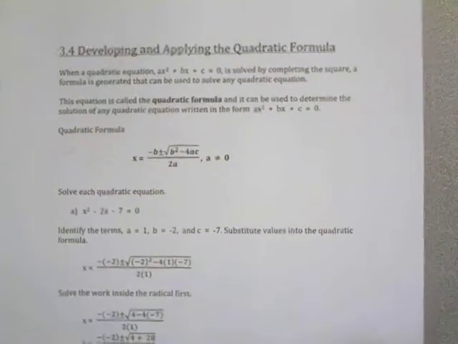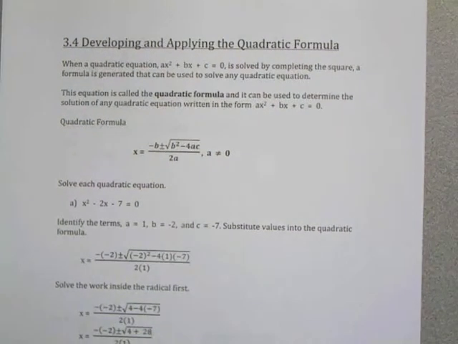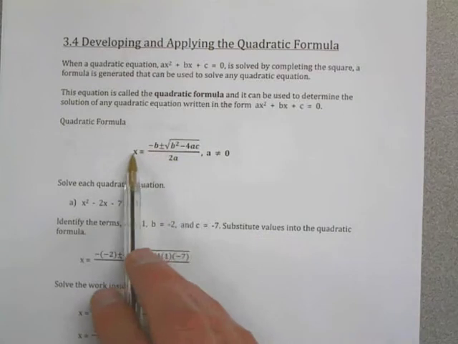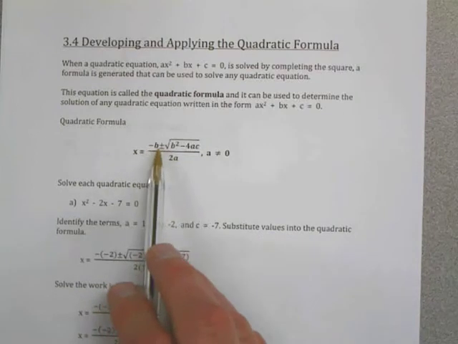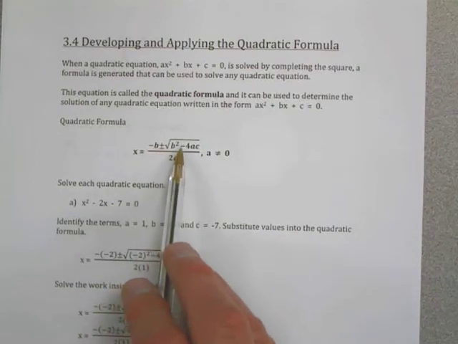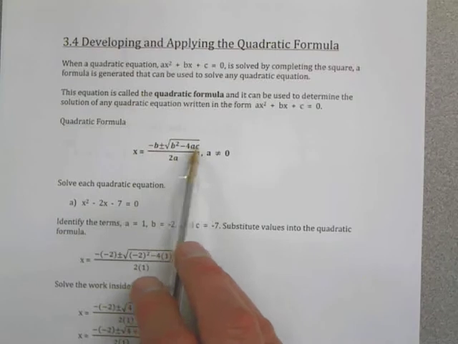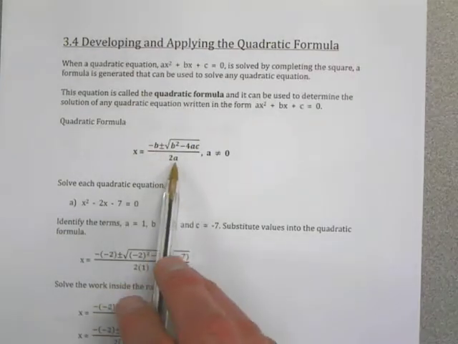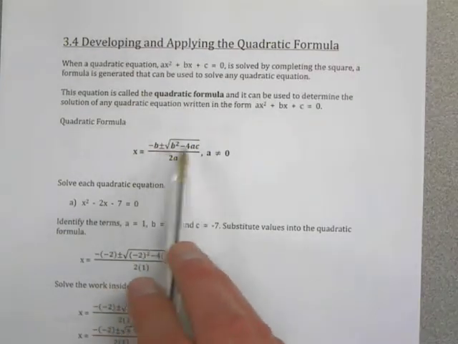In 3.1 to 3.3, you learned how to solve quadratic equations by completing the square and factoring. Now you're going to find it a lot easier by just using the quadratic formula. The quadratic formula is x is equal to negative b plus or minus the square root of b squared minus 4ac, all divided by 2a.